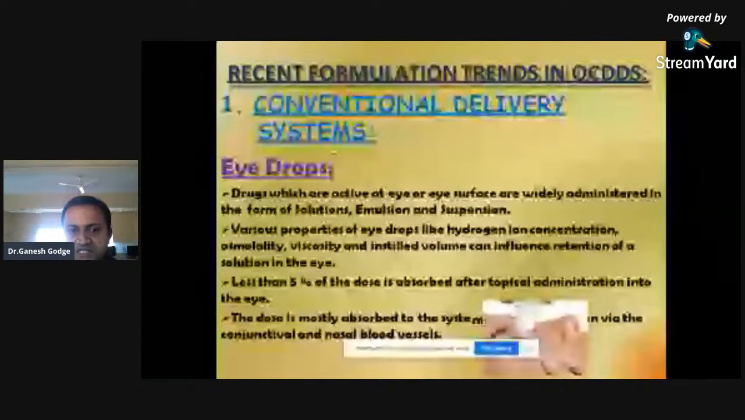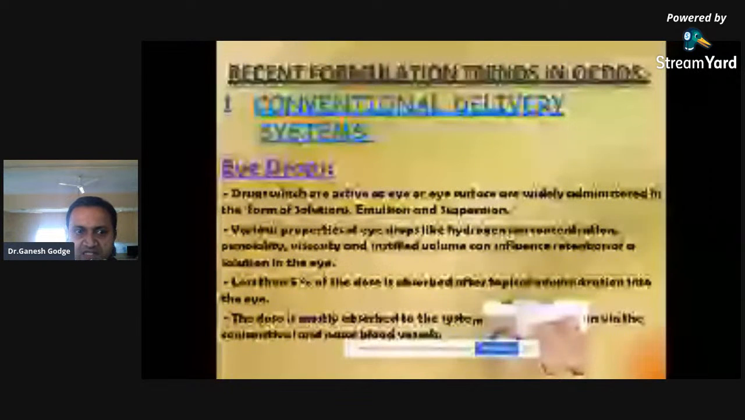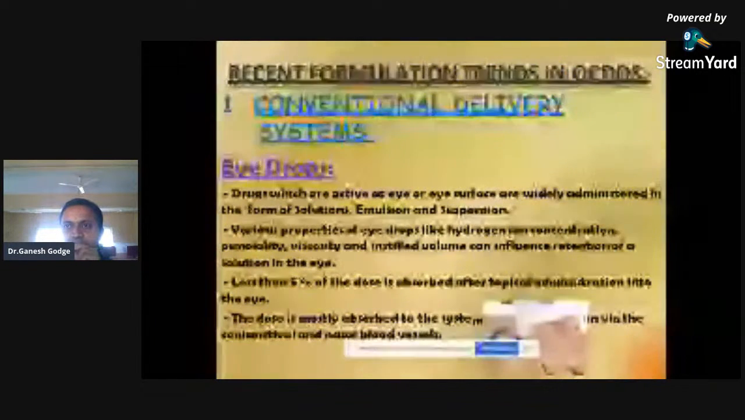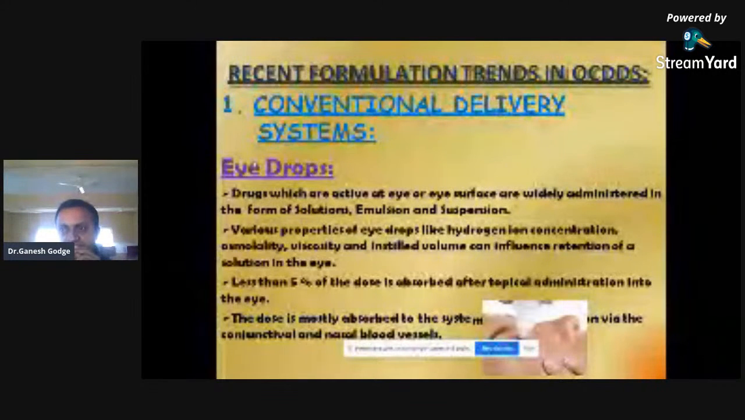Why are eye drops being replaced rapidly from the market? Because these are conventional ocular preparations, and they are set to be replaced by new ocular preparations, that is NODS, new ophthalmic drug delivery systems. NODS stands for N for new, O for ophthalmic, D for drug delivery systems. New ocular drug delivery systems are set to replace these conventional preparations.